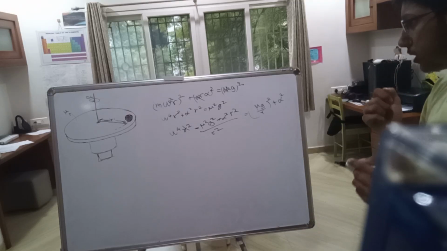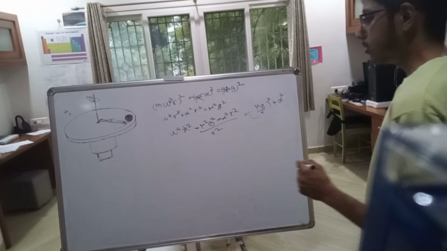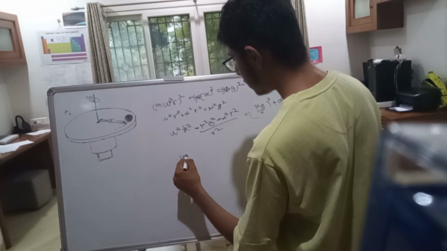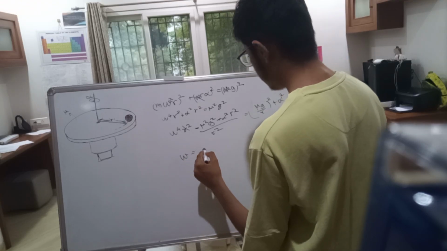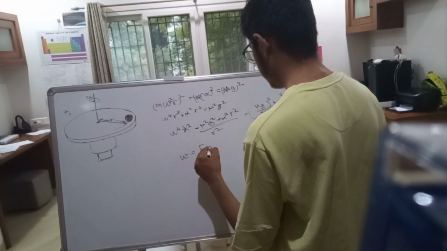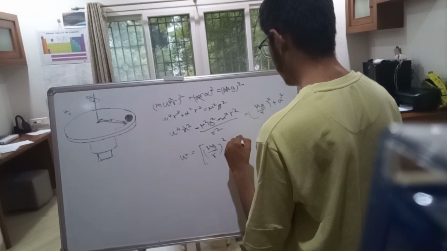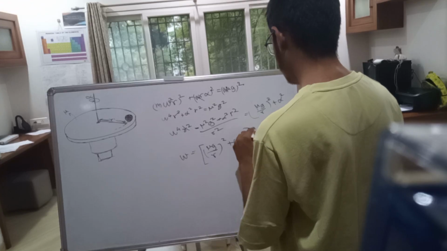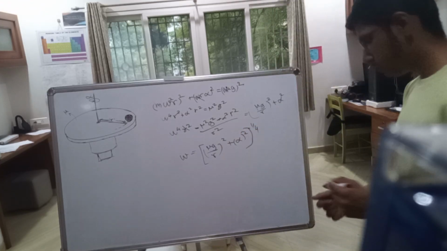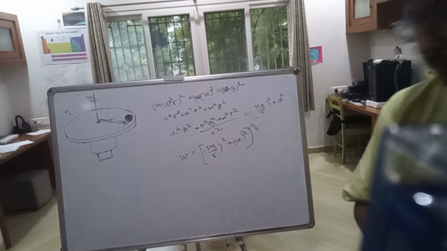Am I making any mistake here? No, no, no. Okay, this is omega power 4. We need omega. What is omega? It is ((mu g by r) whole square plus alpha whole square) whole power 1 by 4. This is the omega value. Understand now?